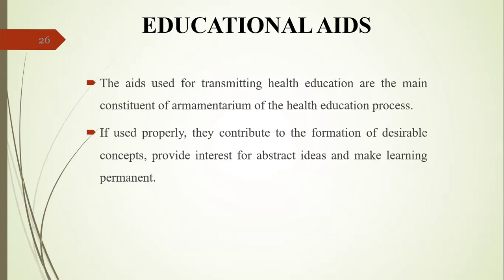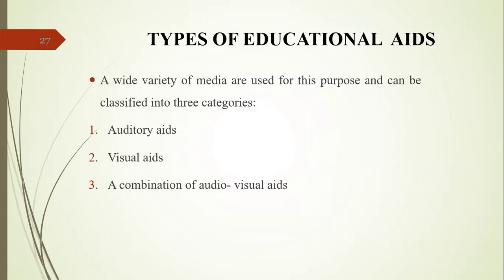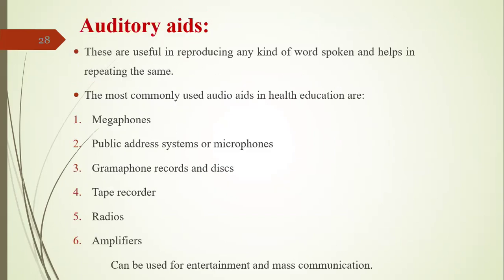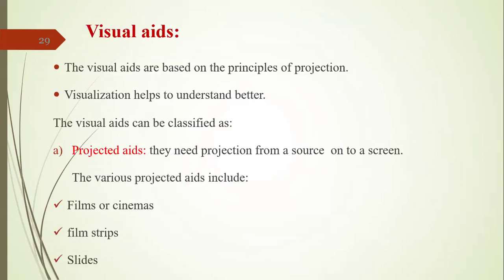Coming to the educational aids that are used for health education, there are three types of aids: the auditory aid, visual aid, and the combination, the audiovisual aid. Auditory aids are useful in reproducing any kind of words. The most commonly used are megaphones, public address systems or microphones, gramophones, tape recorders, radios, and amplifiers.